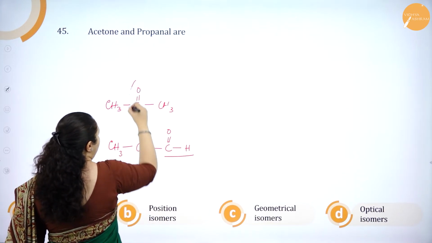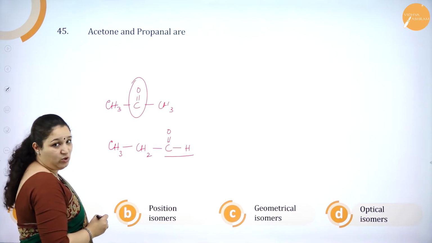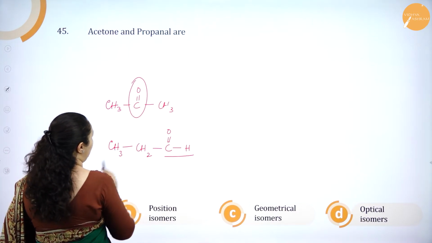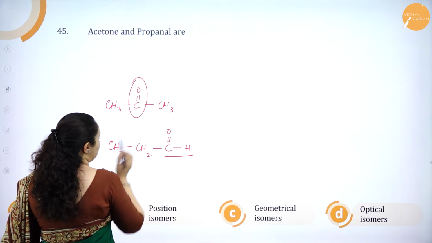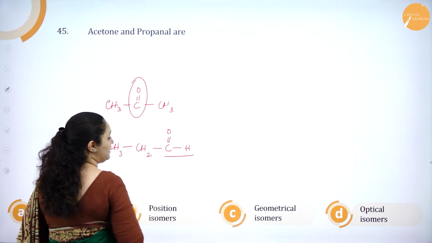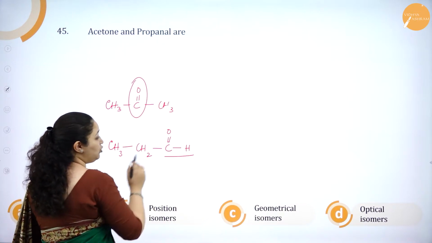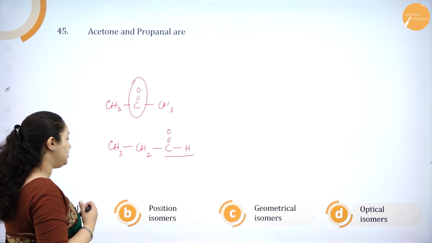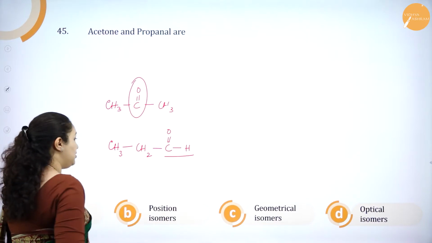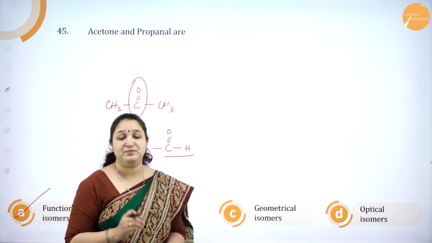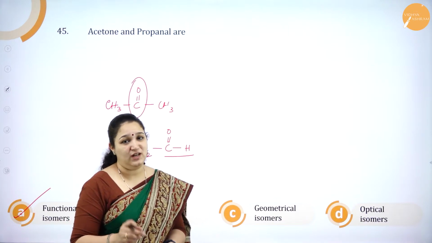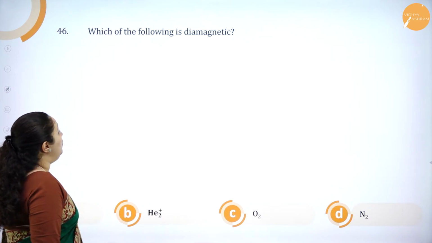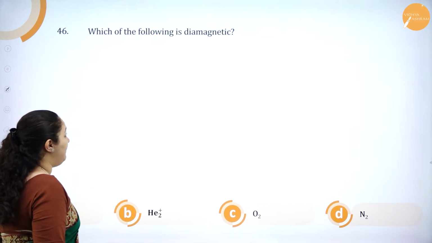There's an aldehyde group. And here it is a ketone group which is present, but the number of carbon atoms is 1 2 3, 1 2 3. 3 plus 3, 6 hydrogen; 3 plus 2 plus 1, 6 hydrogen. Only the functional group is varying. So which isomer is it? It is a functional isomer. So option A is the correct answer, that is, it is a functional isomer. Okay, next question. Which of the following is diamagnetic?